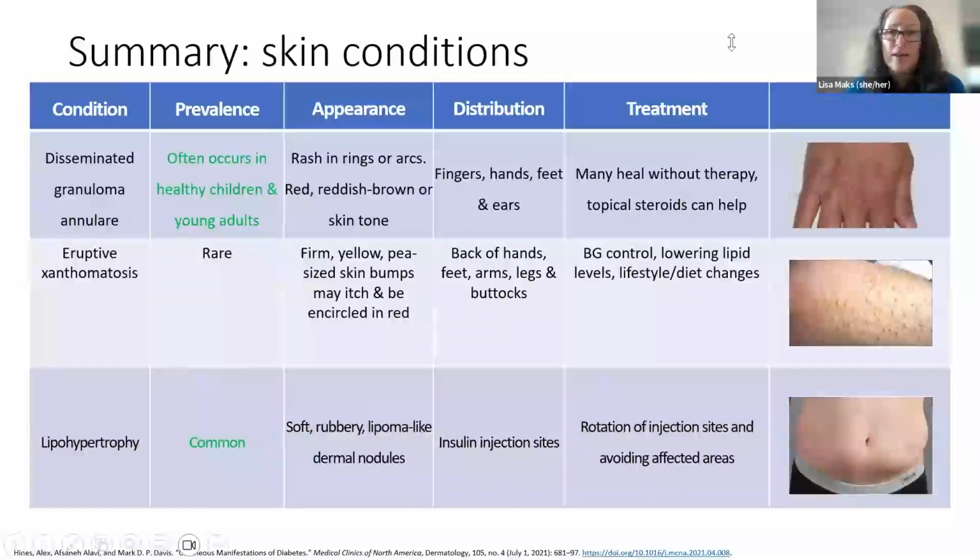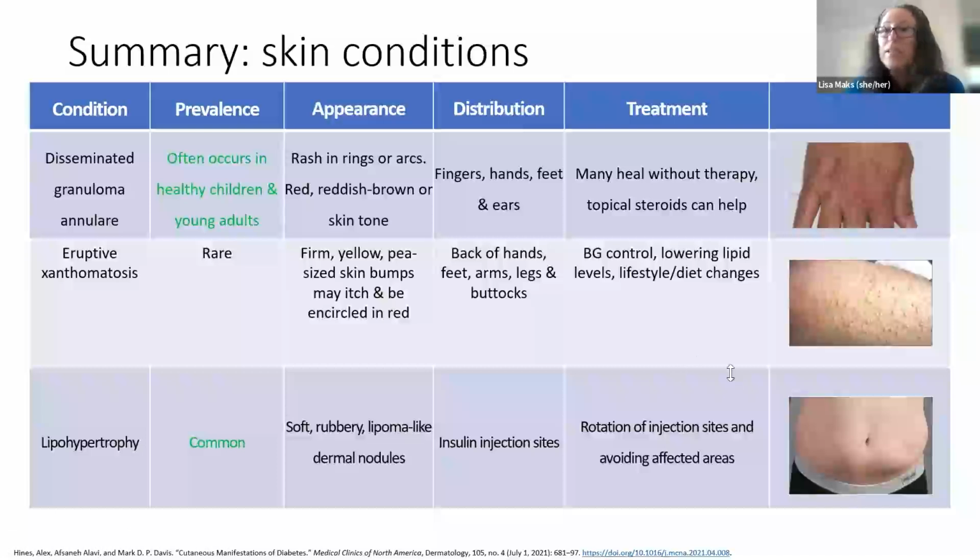Disseminated granuloma annulare, and you can see here that this is on someone's hand. It's often in healthy children and young adults, but it's rashes in rings or arcs. And eruptive xanthomatosis is quite rare. It's little bumps on the skin, and blood glucose control is at the top of the list there, as well as lipid lowering. Lipohypertrophy, well within our scope of practice as a certified diabetes educator.